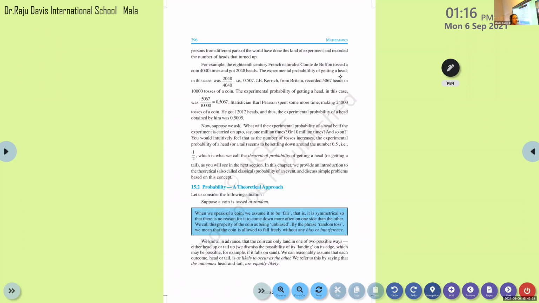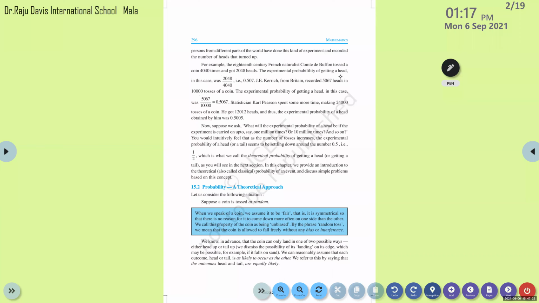Outcome means a result. Ahlam, what is the result of tossing a coin? What was the outcome of that experiment? While tossing a coin, what will be the outcome, Ahlam? Unmute and say. What will happen if you toss a coin? You are not unmuting. You can't? Okay, leave it.